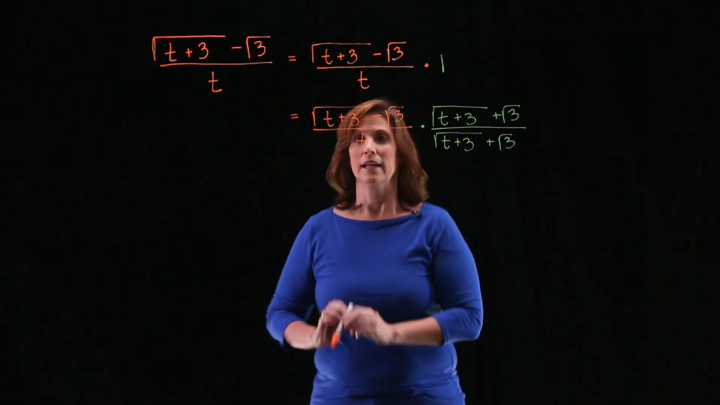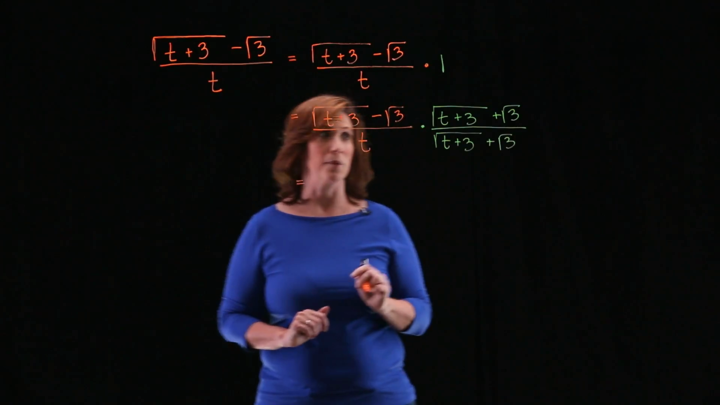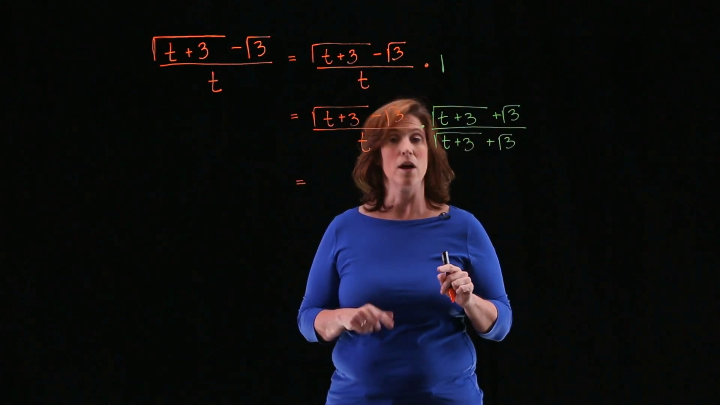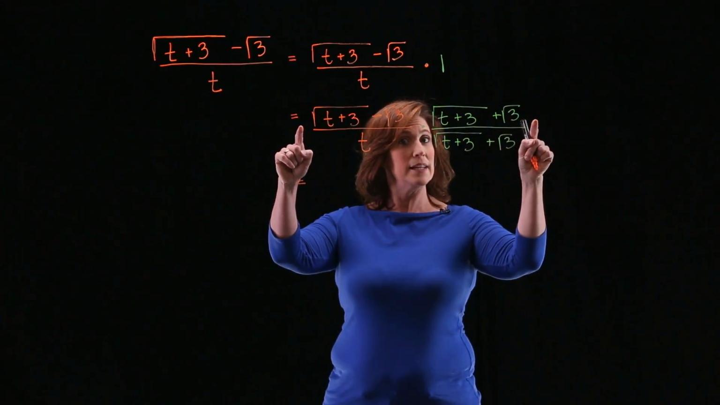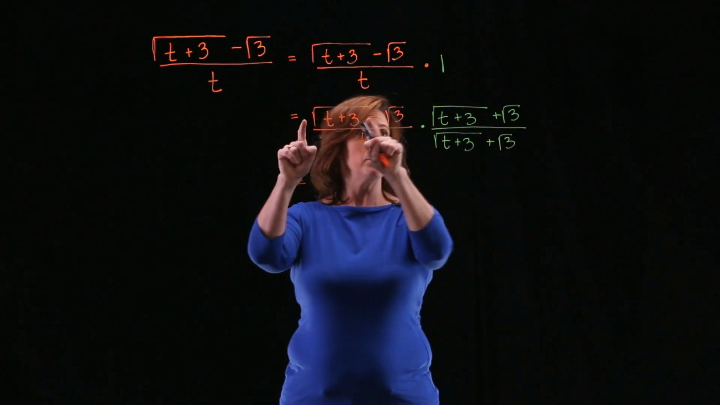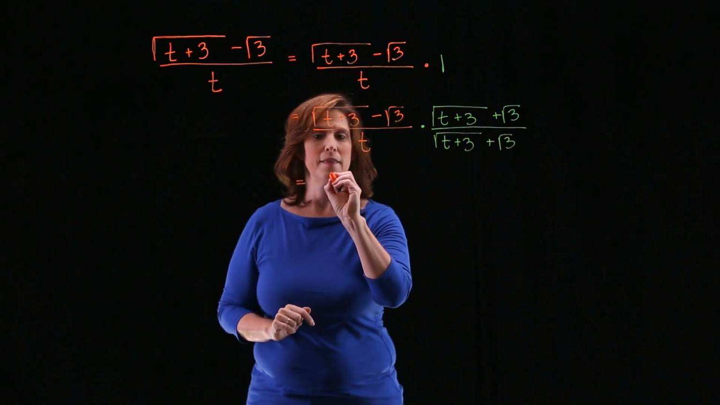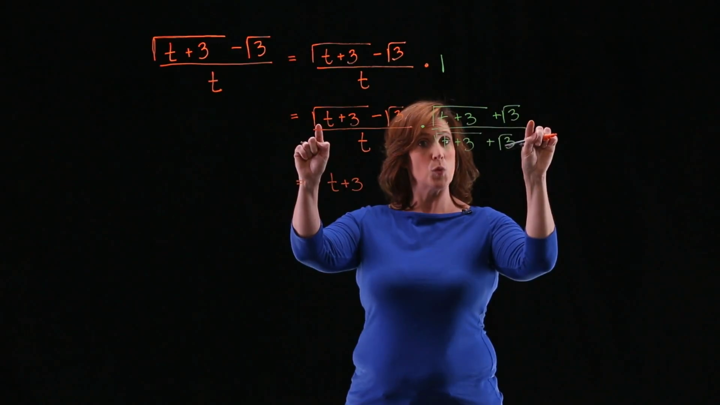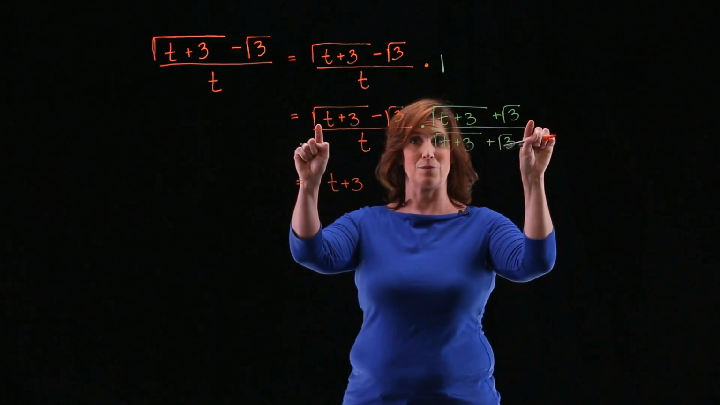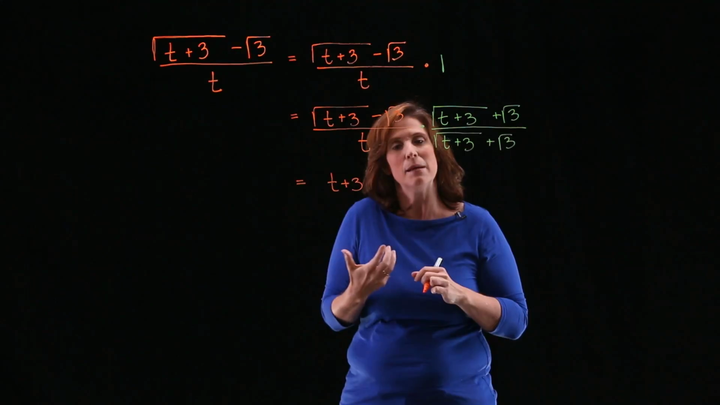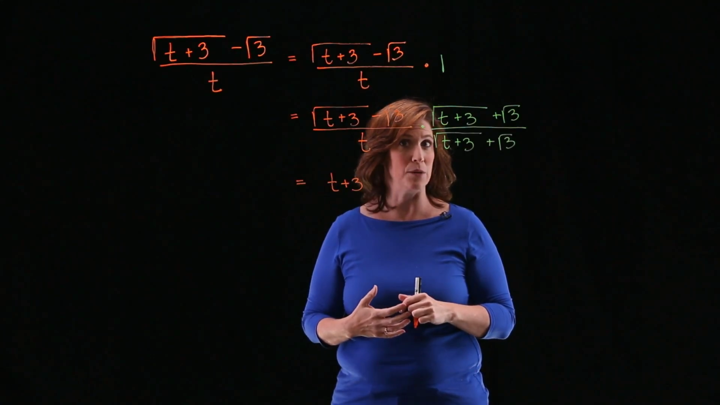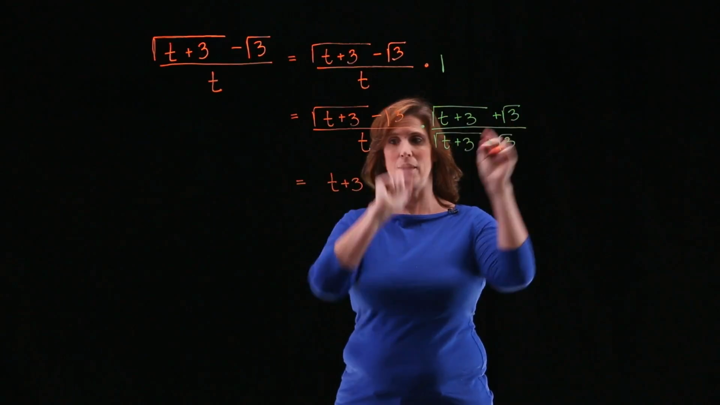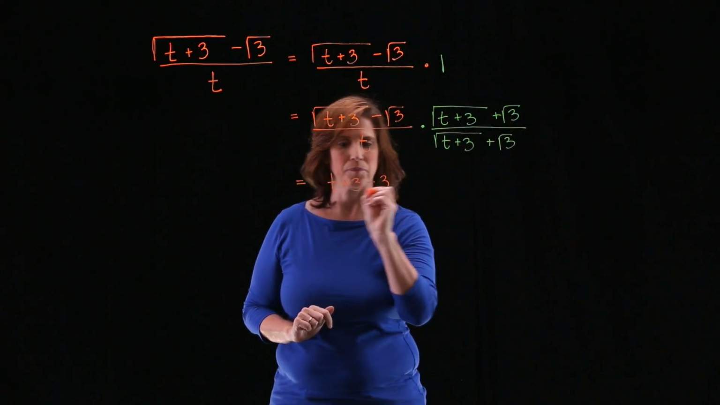Okay, so let's go ahead and do the algebra. When I multiply fractions, I multiply the numerators together and then the denominators together. Multiplying the numerators together, notice I need to use FOIL. So I'll have root t plus 3 times root t plus 3. That's just t plus 3. The outside term is the square root of 3 times the square root of t plus 3. The inside term is the same thing except it's negative, which means they add together to be 0. And my last term is a minus root 3 times a positive root 3. That's going to be minus 3.